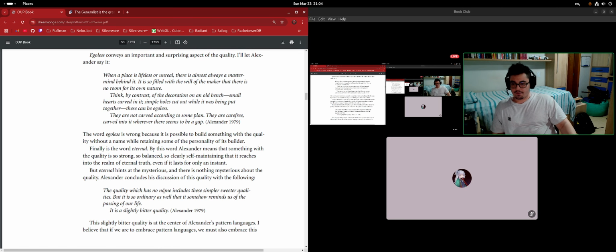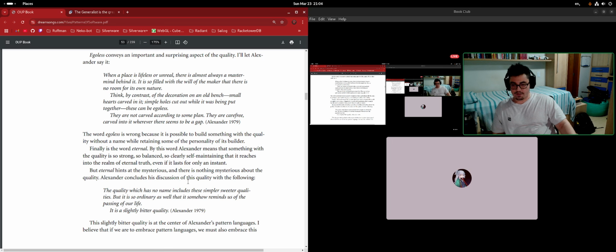And finally, the word eternal. By this word, Alexander means that something with a quality so strong, so balanced, so clearly self-maintaining, reaches into the realm of eternal truth, even if it lasts for only one instant. But eternal hints at the mysterious, and there is something mysterious about the quality.